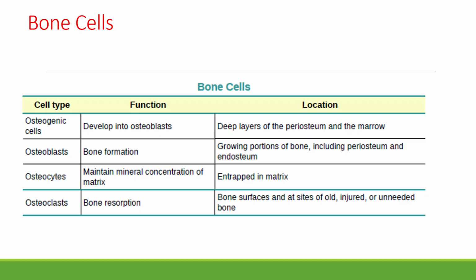So there's those cells again. Osteogenic cells, those are our stem cells. So you have the cell type in the first column and their function and where we could expect to find them.